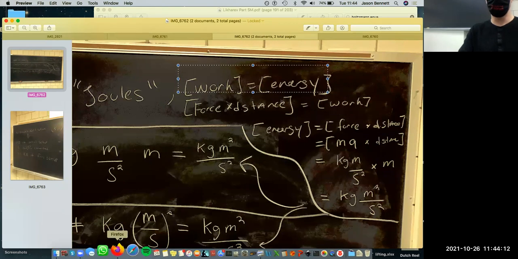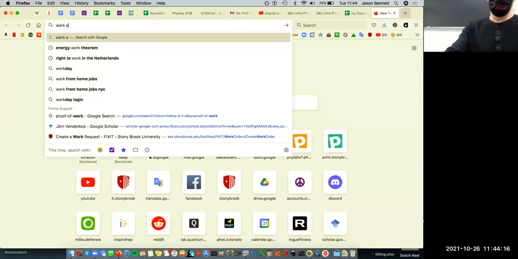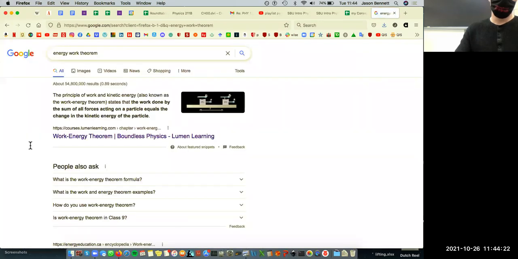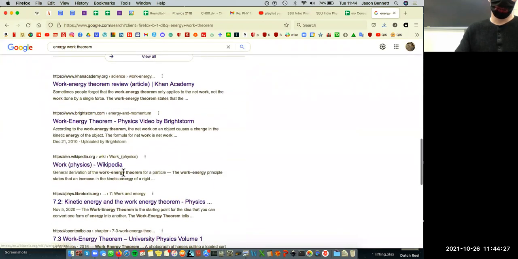There's an exact name for it, I can't remember. Is it just called the work energy theorem? Wikipedia. Yep, just work energy theorem.